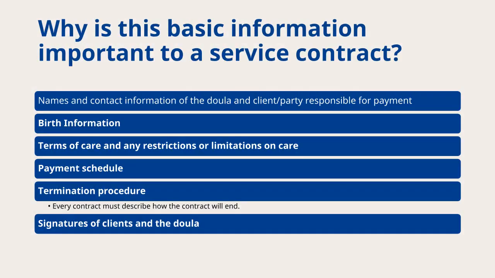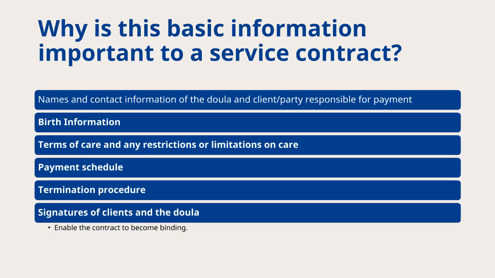Termination procedure. Every contract must describe how the contract will end. The contract should explicitly state how the client should end the contract and describe how you will end the contract. Include language that you may end the contract at will, which allows you the flexibility to terminate the contract when and if you need to do so.